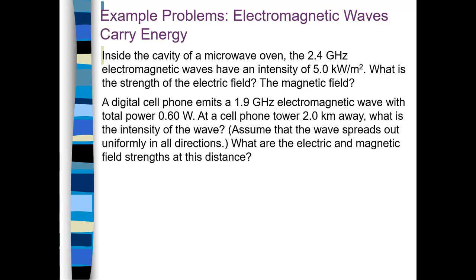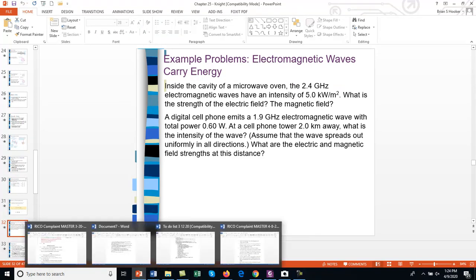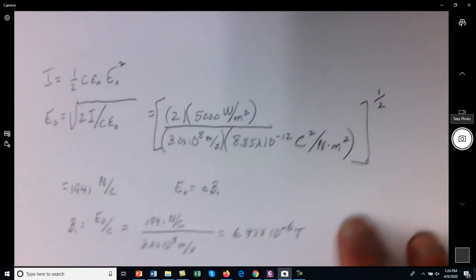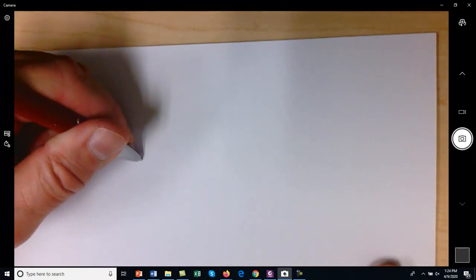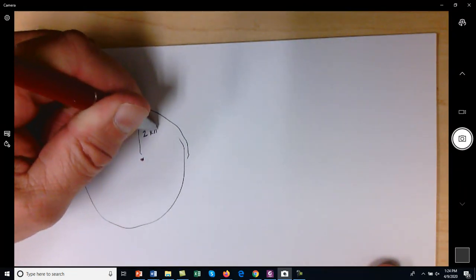So we assume that the wave spreads out uniformly in all directions. Okay, so going to the doc cam, we have a cell phone here, and it spreads out uniformly in this sphere of radius 2 kilometers.